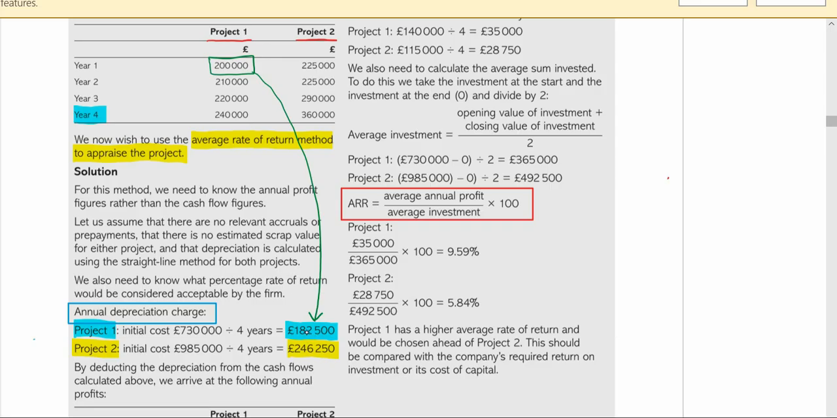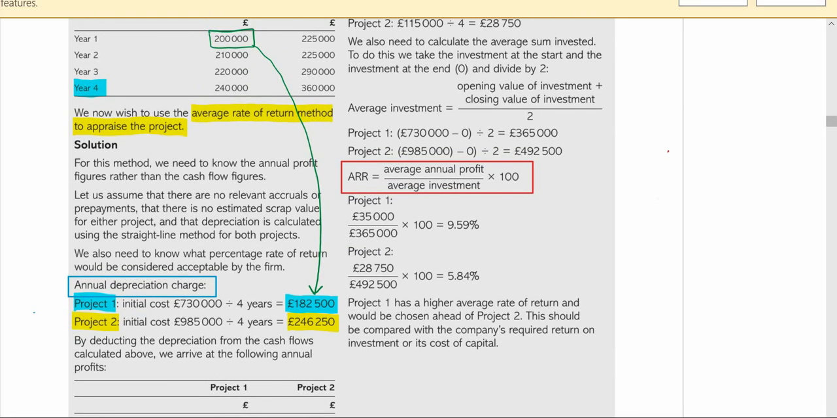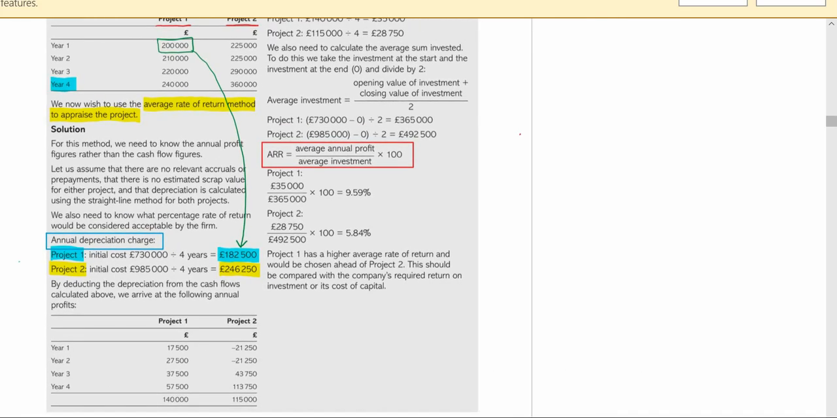Yes, can you tell me? 200,000 minus 182,500. What is the remaining amount? It will be 17,500. Is it so? Yes or no? Okay, so we have to calculate the profits. Are you understanding from here, or may we calculate the answer by our own working?